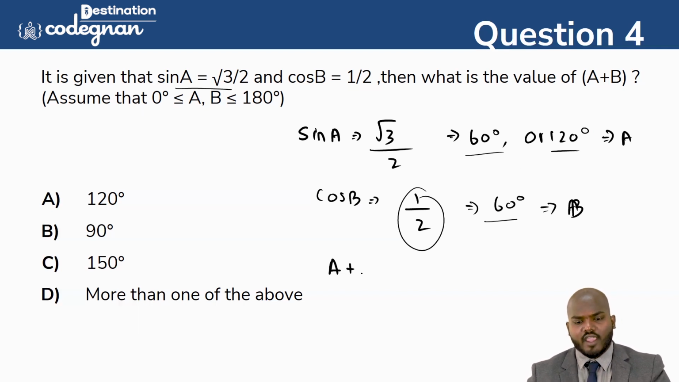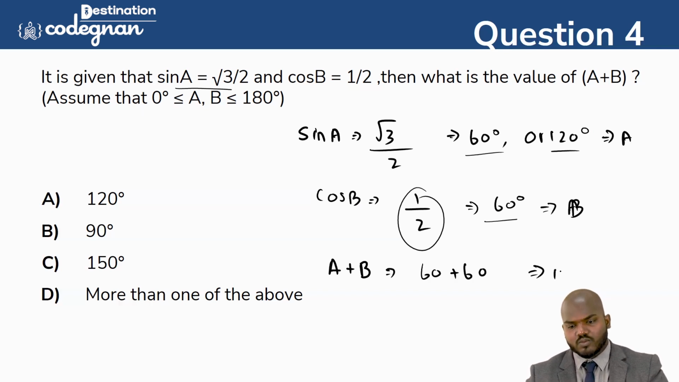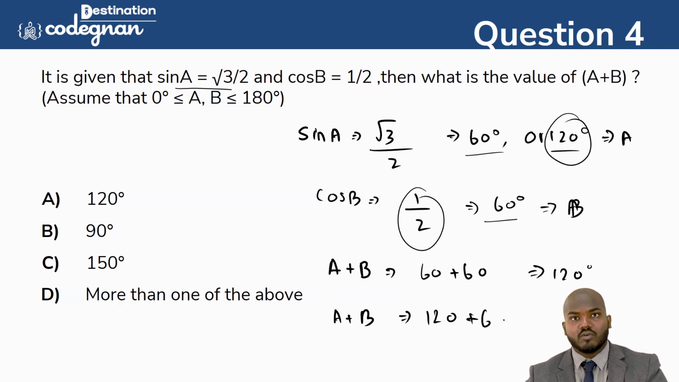So A plus B, I've got that. So one option is 60 plus 60, I can call it 120, or I can take this value 120 plus 60, which I can call 180 degrees also. So that probably you can take it up.